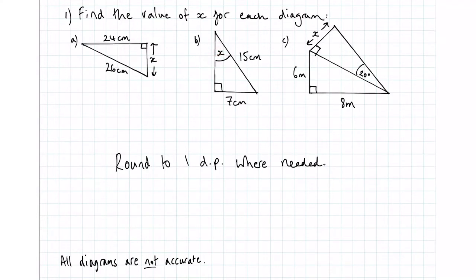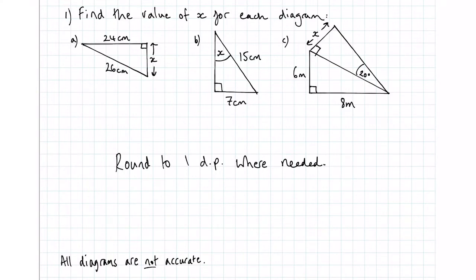And then part C, be careful here, you can't go straight to x, you need to work out something else first to do with this triangle at the bottom here. Once you've got that, you can then start working on this triangle at the top. And you'll notice it does say to round all your answers to 1 decimal place, where sensible to do so.